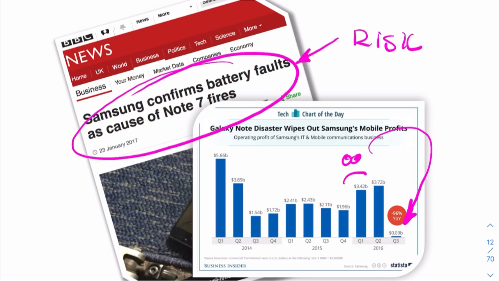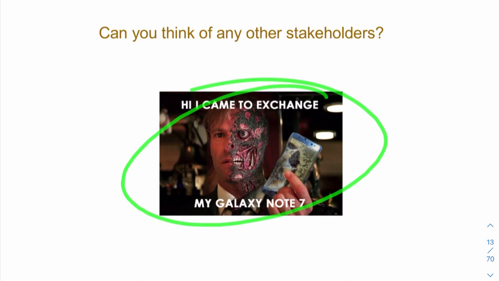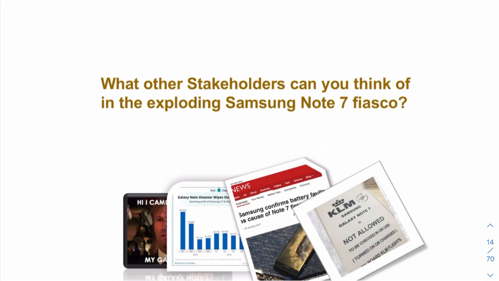So the question is, could we have identified a risk like that? And who is affected by this happening? So think about other stakeholders, other than Samsung, other than the poor customer. Who else is a stakeholder? If this was a face-to-face lecture, I would have opened this up to you, and you would have come forward with some suggestions. But if you just think about stakeholders for the exploding battery fiasco, who is involved?